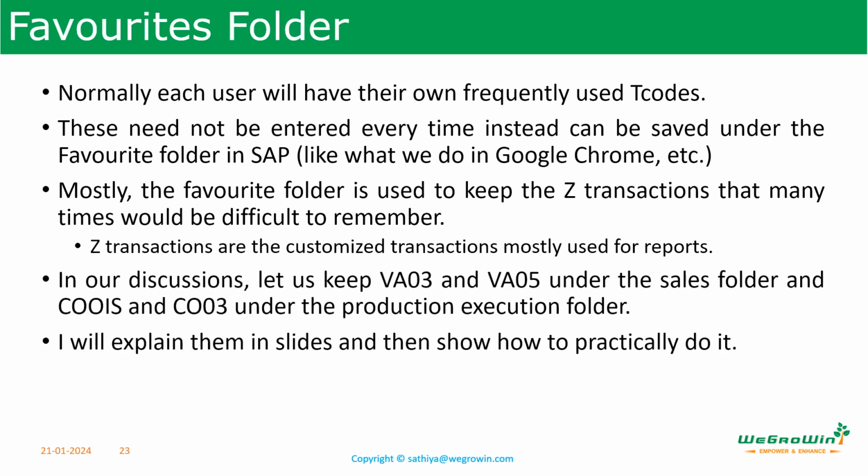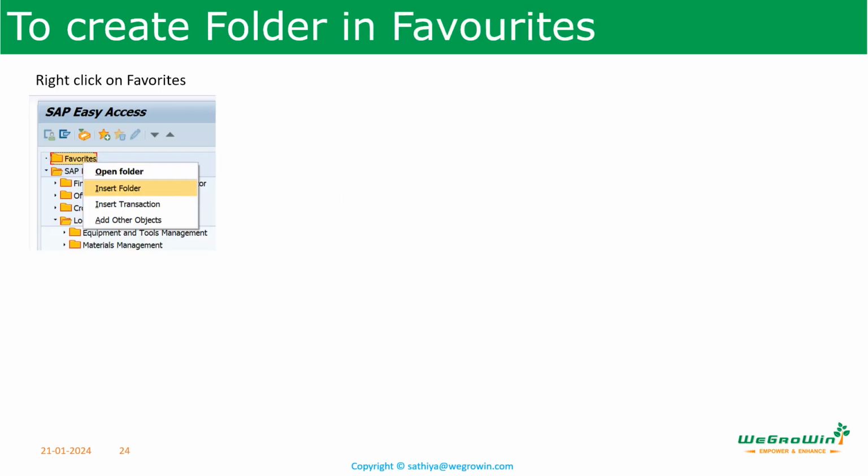In our discussions, let us keep VA03 and VA05 as the sales folder, and COIS and CO03. Here I am going to use MM and PP related master data. I will explain them in these slides and also how to do it practically in the coming slides. Let me first explain it theoretically.